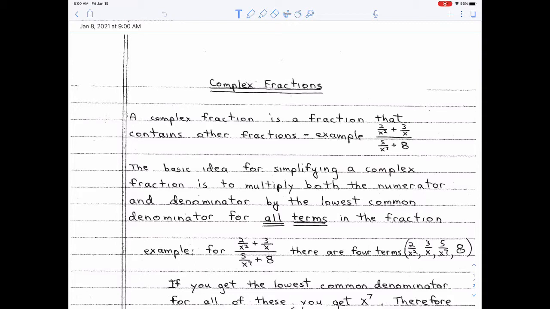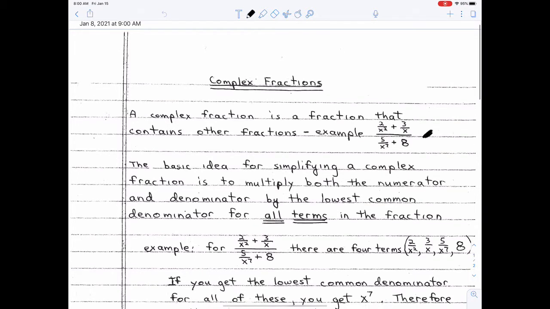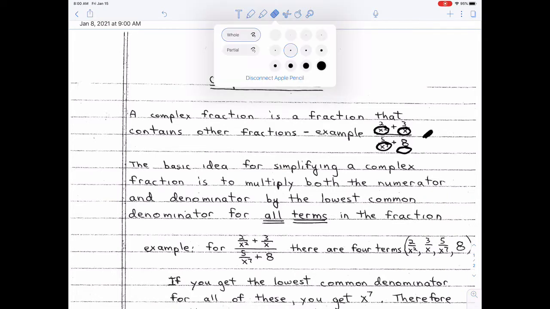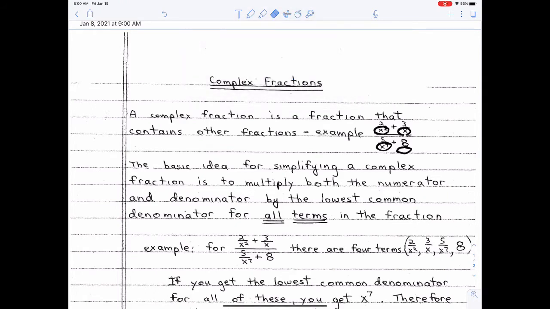So taking a look at this fraction right here, you have to look at every denominator and find, what's the denominator for this? It's 1. So what's the common denominator for x squared, x to the 7th, and 1? It's x to the 7th. So you're not finding the common denominator for the numerator and a different common denominator for the denominator, okay? You're doing it to the top and bottom.